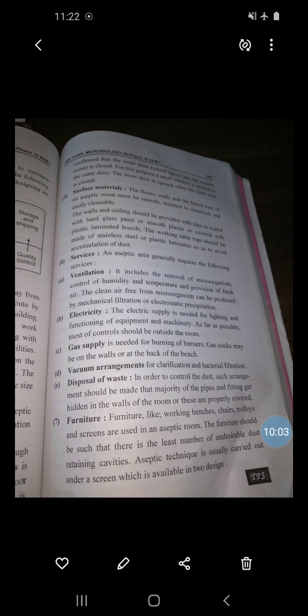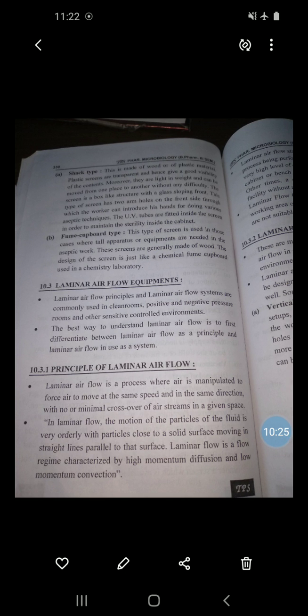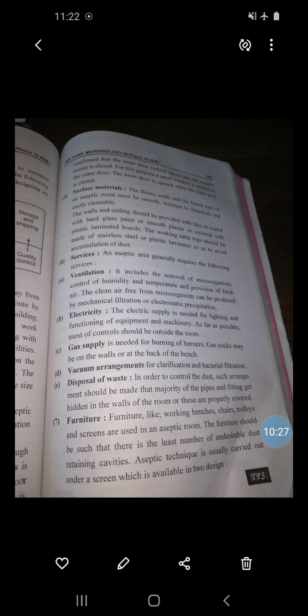Then disposal of waste. In order to control the dust, such arrangement must be made that the majority of the pipes and fittings get hidden in the walls of the room, or these are properly covered.